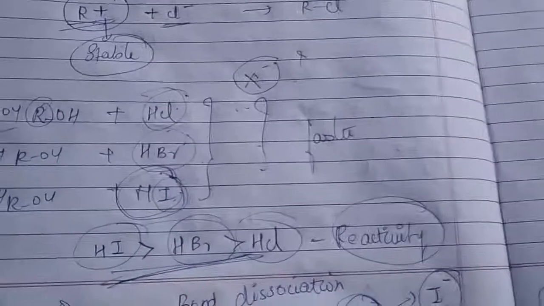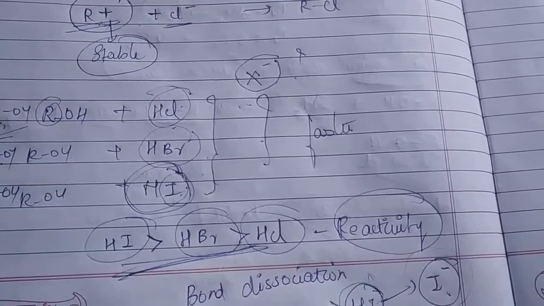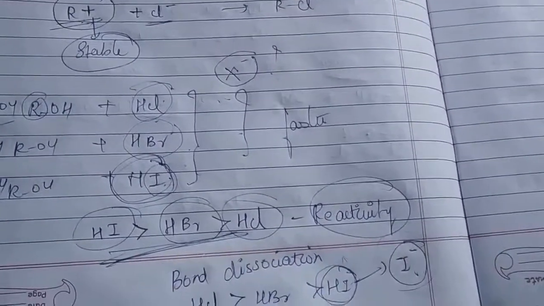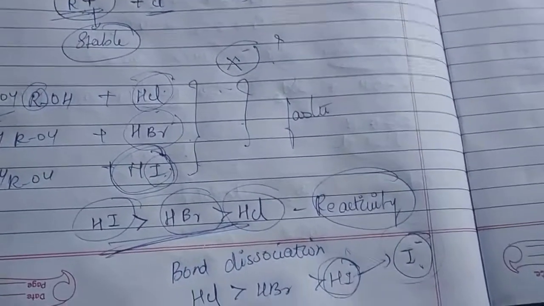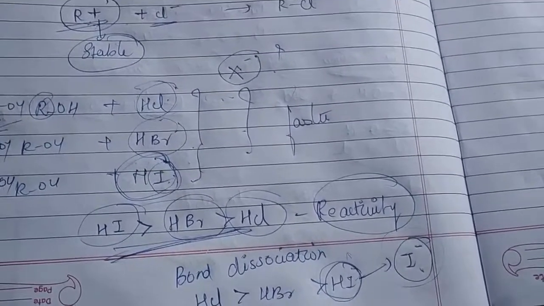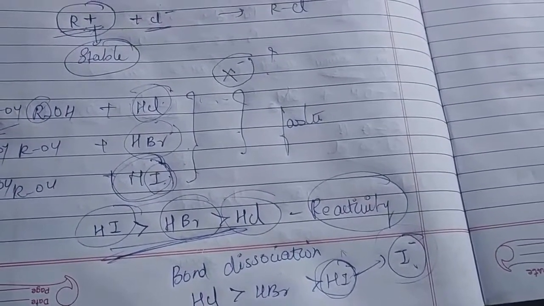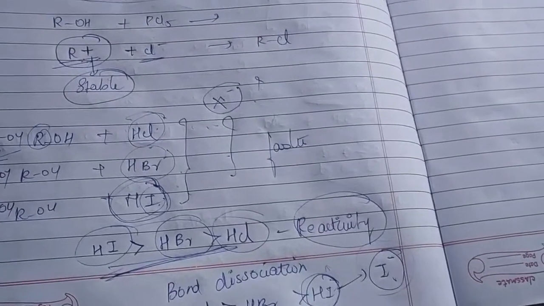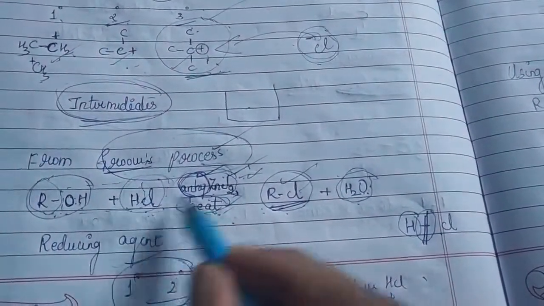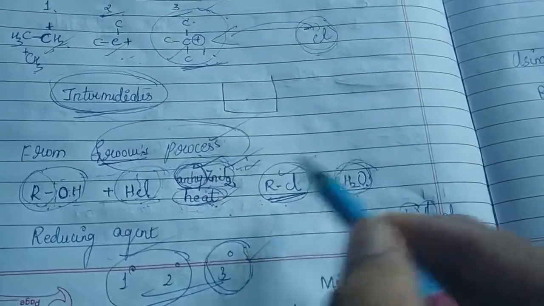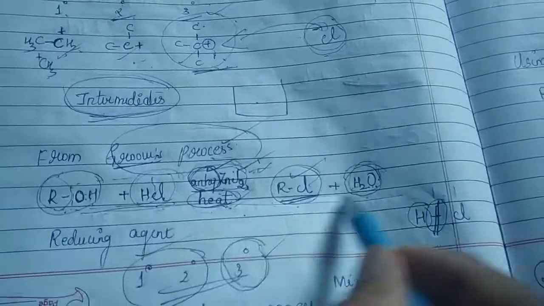Coming to the preparation of alkyl halides from alcohols, we saw the first important part was Groove's process, where we used the Lucas reagent. What is that Lucas reagent? It's a mixture of concentrated HCl with anhydrous zinc chloride. Remember, don't forget the word anhydrous. The general reaction we saw is ROH plus HCl in the presence of anhydrous zinc chloride and heat, you will get RCl plus H2O. This is your general reaction.